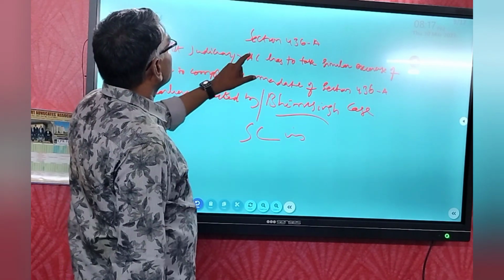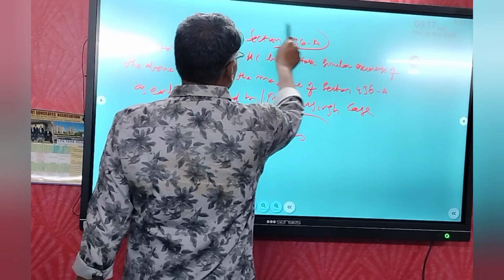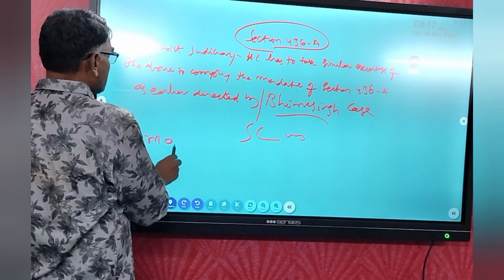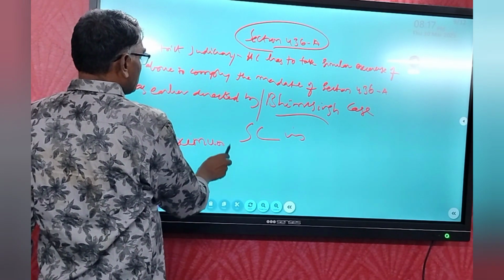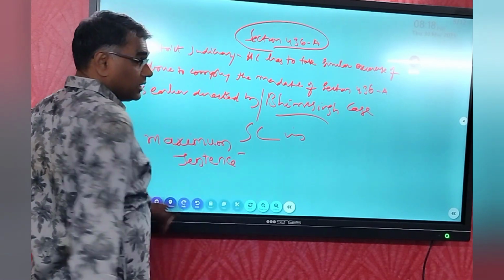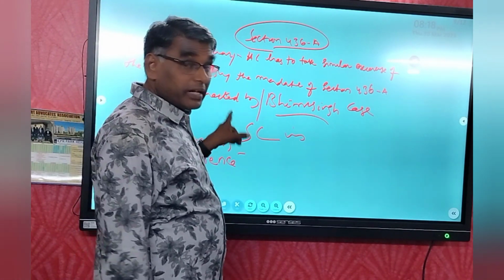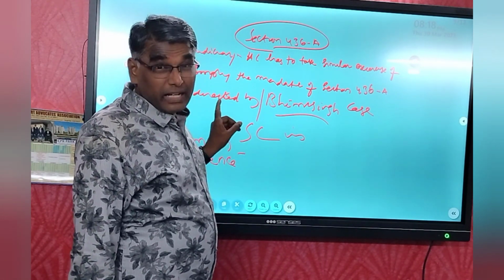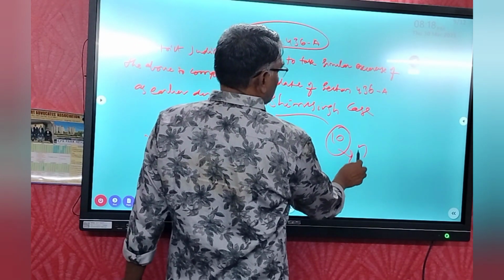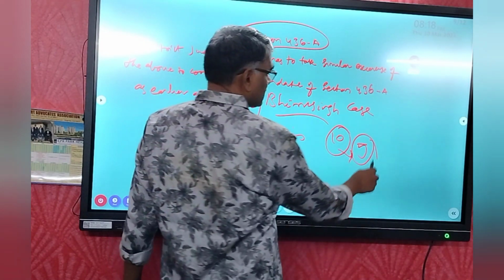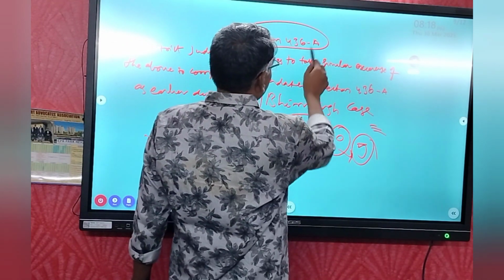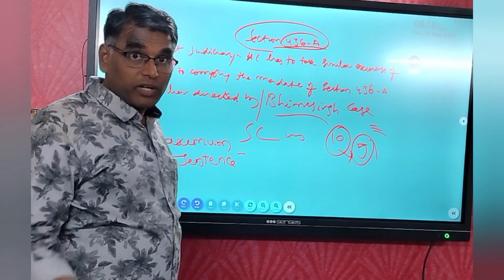Next, Section 436A. What is Section 436A? The maximum sentence he should undergo in jail as a pending investigation, pending trial, pending inquiry. Suppose 10 years is the maximum punishment. He is in jail beyond 5 years. The trial has not been completed. Investigation, trial or inquiry is pending. In such a situation, 436A comes to the rescue and he has to be released.